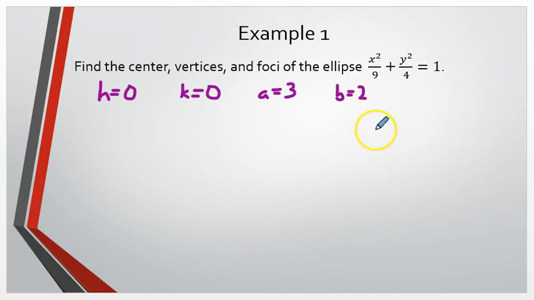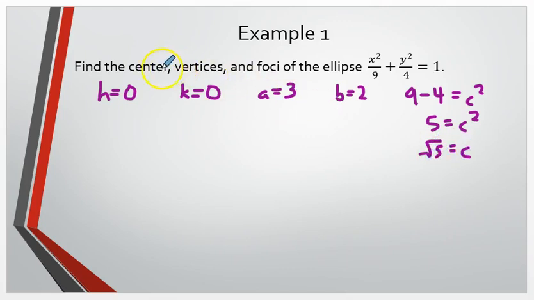And the last piece we'll have to do is to determine what c equals. I can't get that directly from the equation. I have to use the formula a squared minus b squared equals c squared. So just take your bigger denominator, subtract your smaller denominator, and set that equal to c squared. Well, 9 minus 4 is 5. And then since I need to know what c itself equals, I'm going to take the square root of both sides, and that means c equals the square root of 5. Once you've identified these 5 values, h, k, a, b, and c, you should be able to fill in any of the information they want.